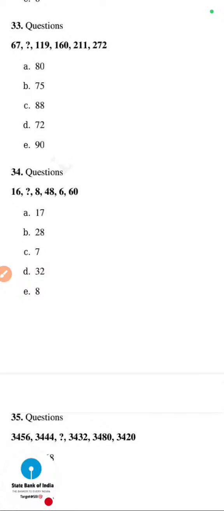Next, 34th one, 16 dash 8 48 6 60. So decreasing, increasing, decreasing, increasing. So we go with the alternative questions. Now, let's see the difference between 8 and 48. The difference is 40. 48 and 6, the difference between those two is 42. Next, 6 and 60, the difference between these two is 54. So it doesn't seem any pattern.